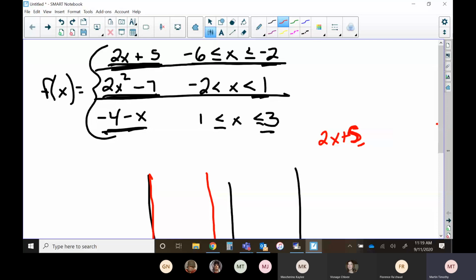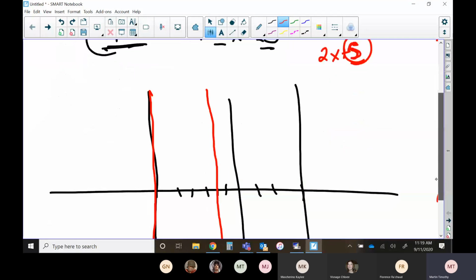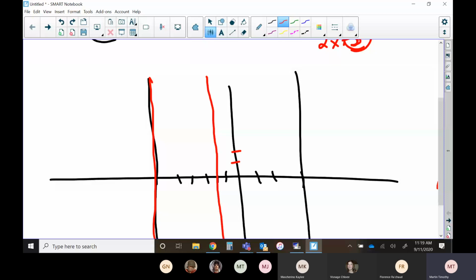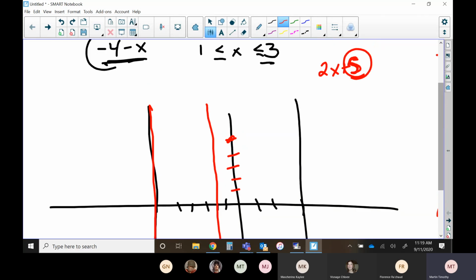What is positive 5? It's my y-intercept. That means that I'm going to go on my y-axis 1, 2, 3, 4, 5. And then, what is my 2? What is this right here? It is my slope, but I need it as a rise over run. So like you said, she said I need it as 2 over 1.